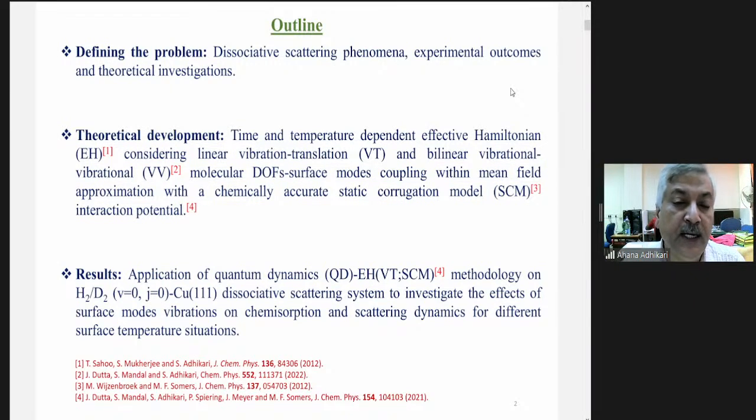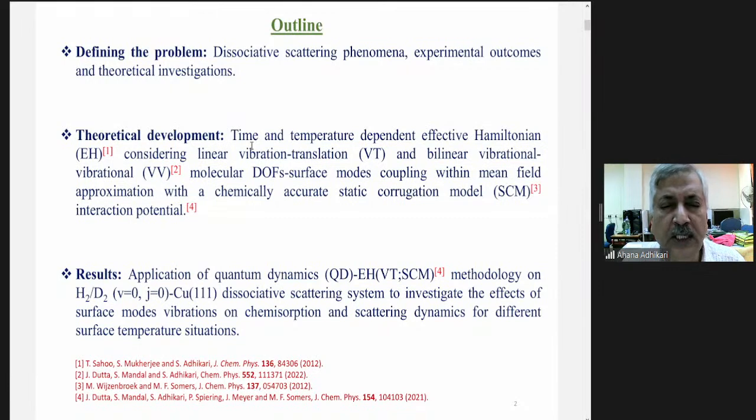Now, what kind of theoretical development can we do? There can be an effective Hamiltonian that is time and temperature dependent, because as the molecule approaches the surface, it will face the interaction between the surface atoms and the incoming molecule. So there will be a time-dependent potential generated by the incoming molecule on the surface, and you have a temperature dependence from the surface, whereas quantum mechanics is a zero-temperature formulation.